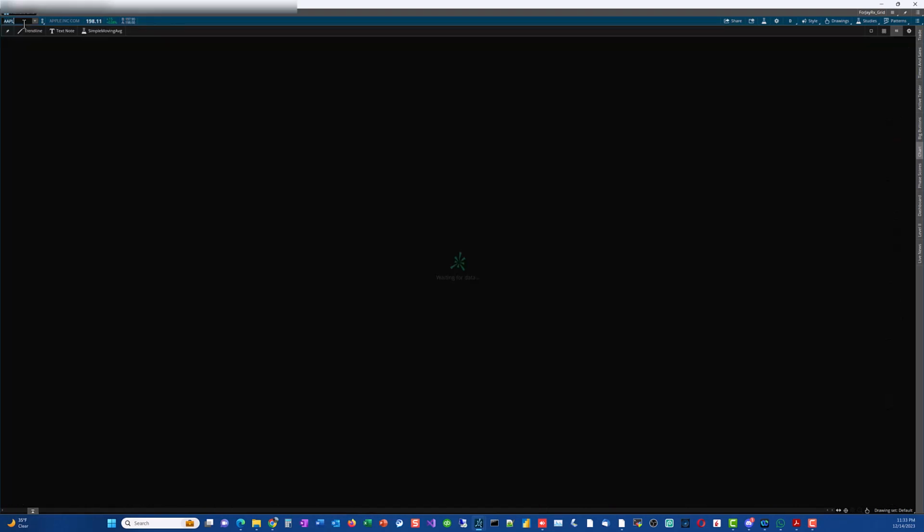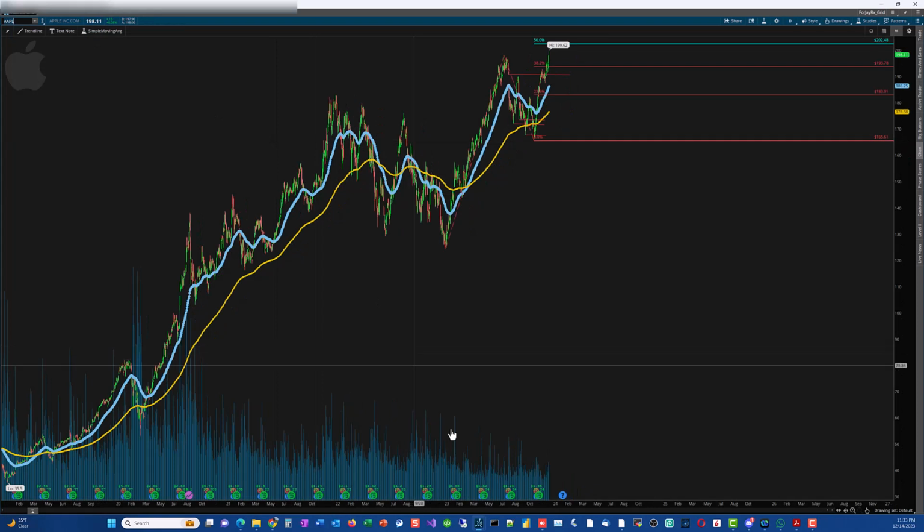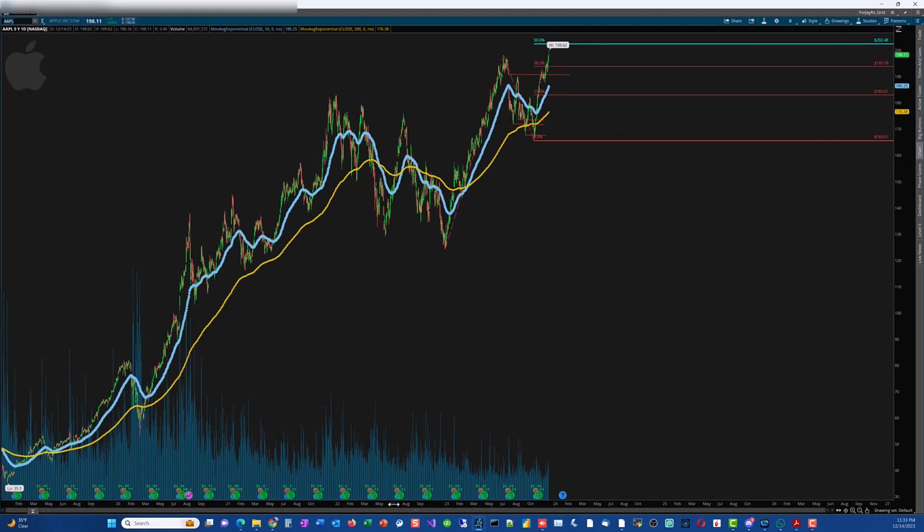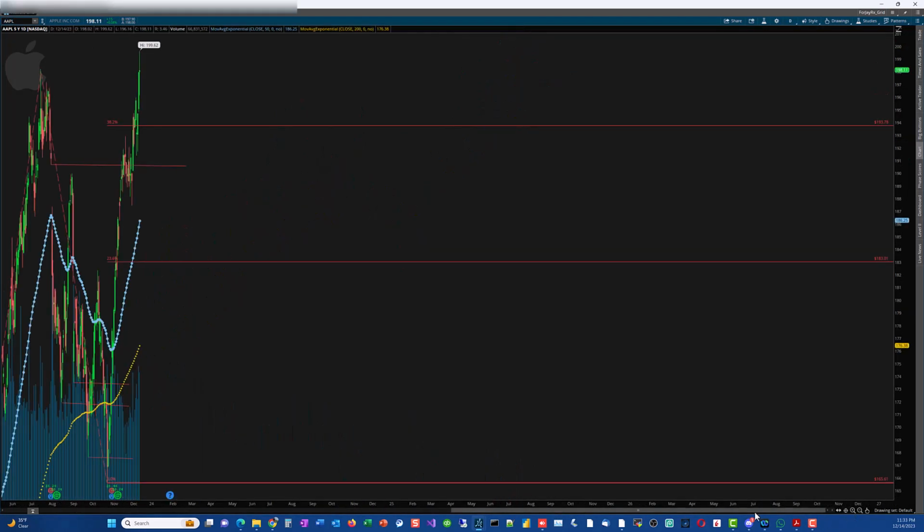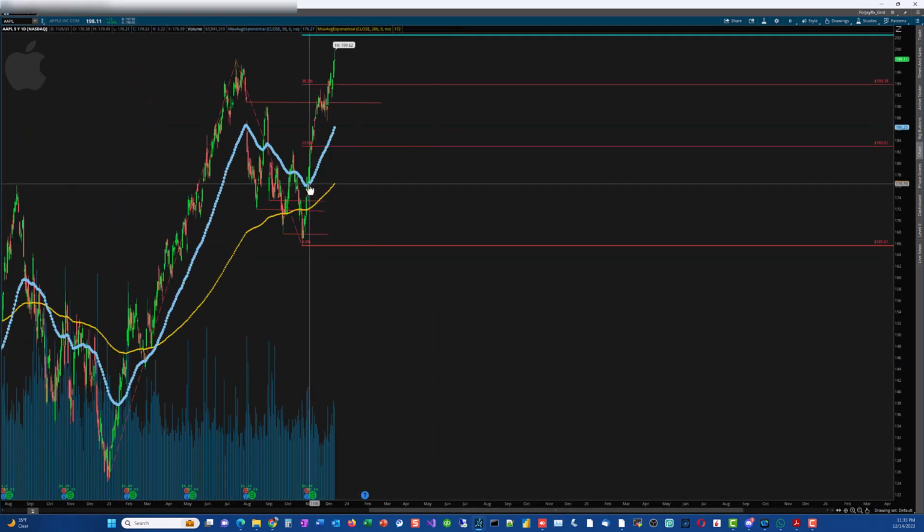APL. Apple has already crossed as well, right? You'll see that Apple has crossed right around here, which also happened sometime in March, right? And after that, we haven't seen a cross at all, and it continues to ride itself up.